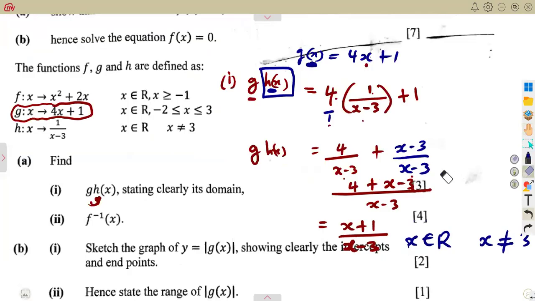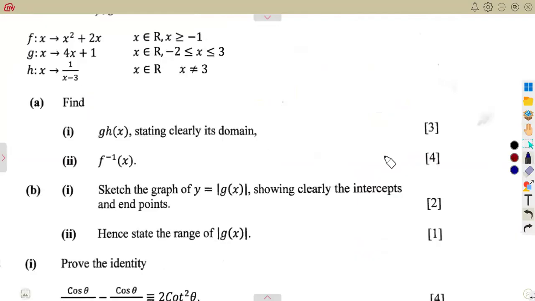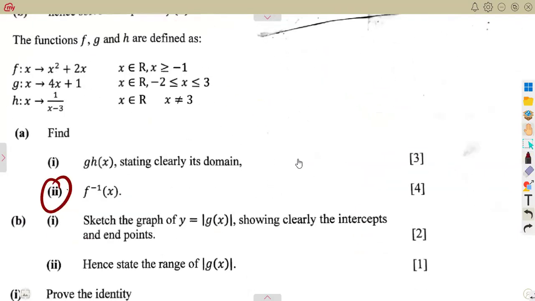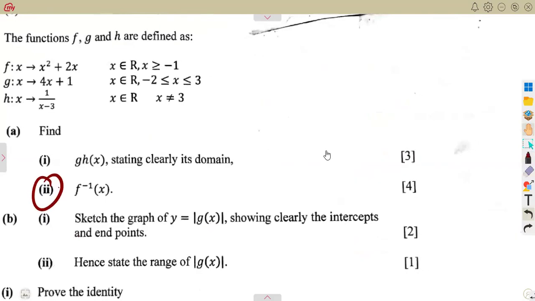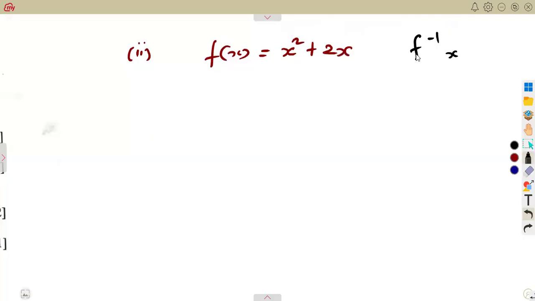All right, so we move on to the other part, which is the inverse this time, to find the inverse of f of x. All right, where is our f of x? Our f of x is a quadratic expression, which is x squared plus 2x. That is our f of x there. All right, let's see. We need the inverse there. So that's item 2. We are given our f of x as x squared plus 2x, and you need to determine the inverse.